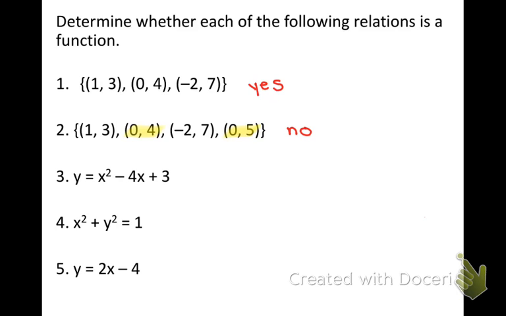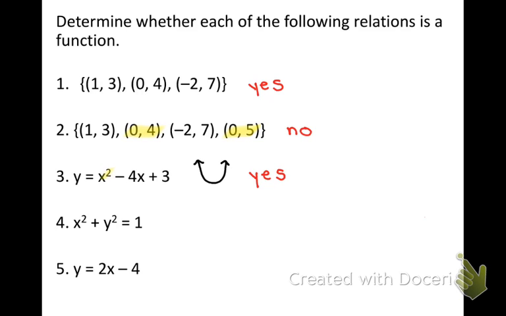Now notice 3, 4, and 5 are not a list of points. We've got an actual equation here. We've got y equals x squared minus 4x plus 3. What shape do we know this graph is going to take? Hint, it's degree 2. It's quadratic. So we know that it's going to be a parabola and it's going to open up since it's positive x squared. Is a parabola a function? Yes, it is. It passes my vertical line test.